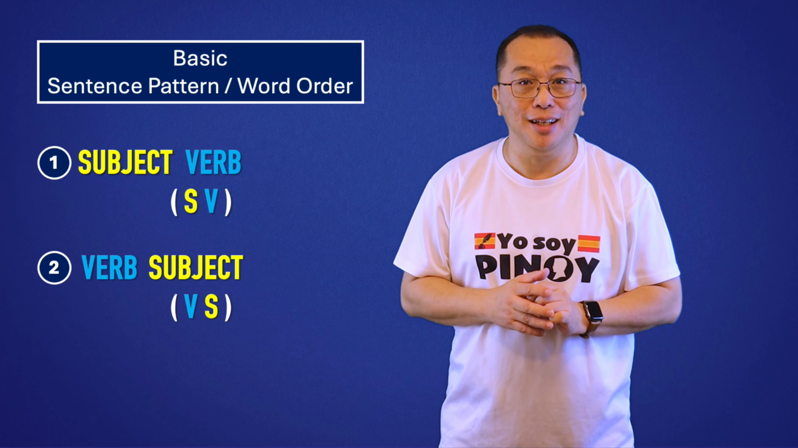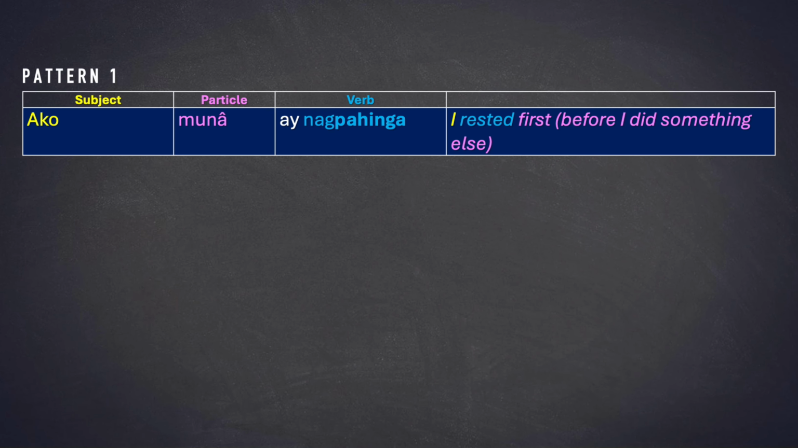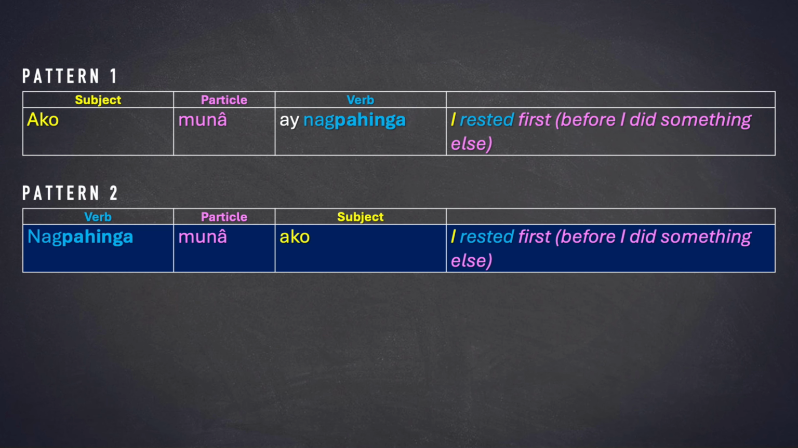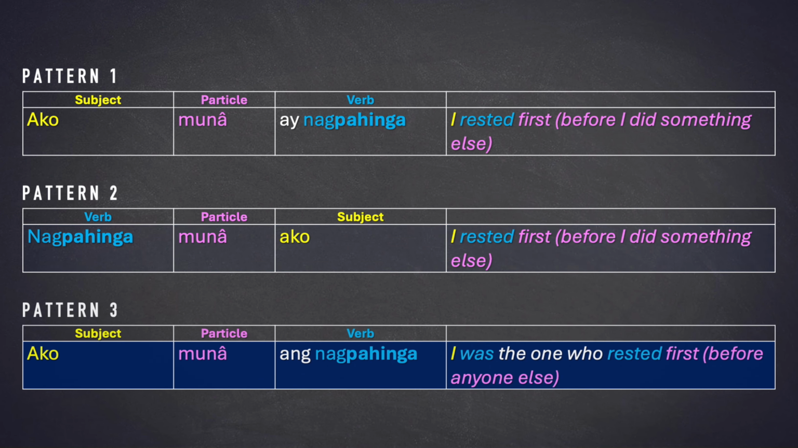Let's take a look at these sentences. Ako muna ay nagpahinga. I rested first before I did something else. Nagpahinga muna ako. I rested first before I did something else. There is a third option which I have been using since the start of this chapter on Enclitic Particles. Ako muna ang nagpahinga. I was the one who rested first before anyone else.